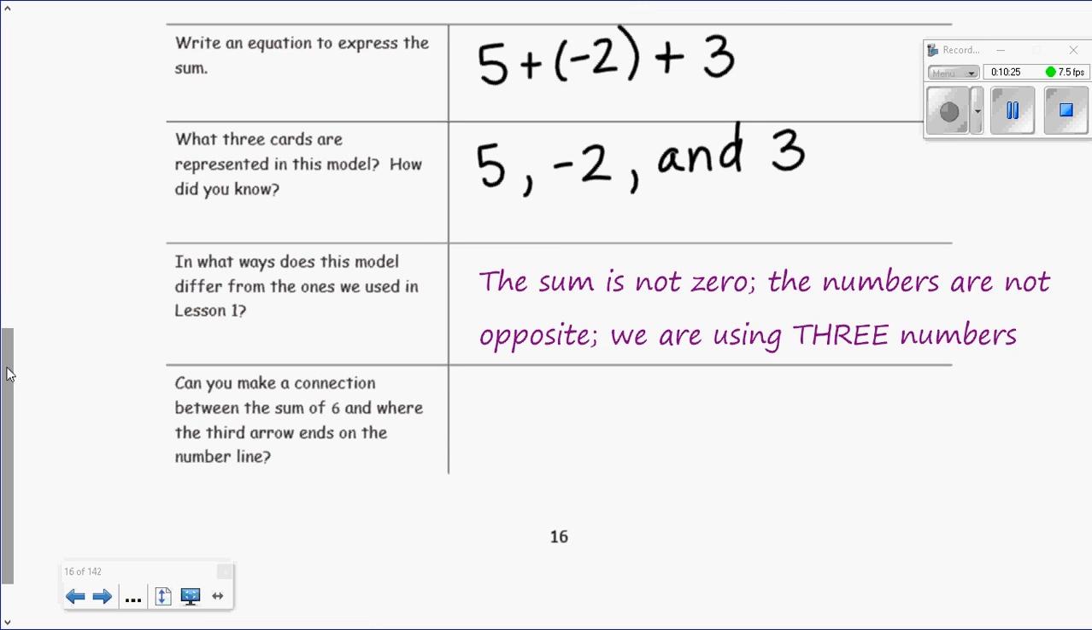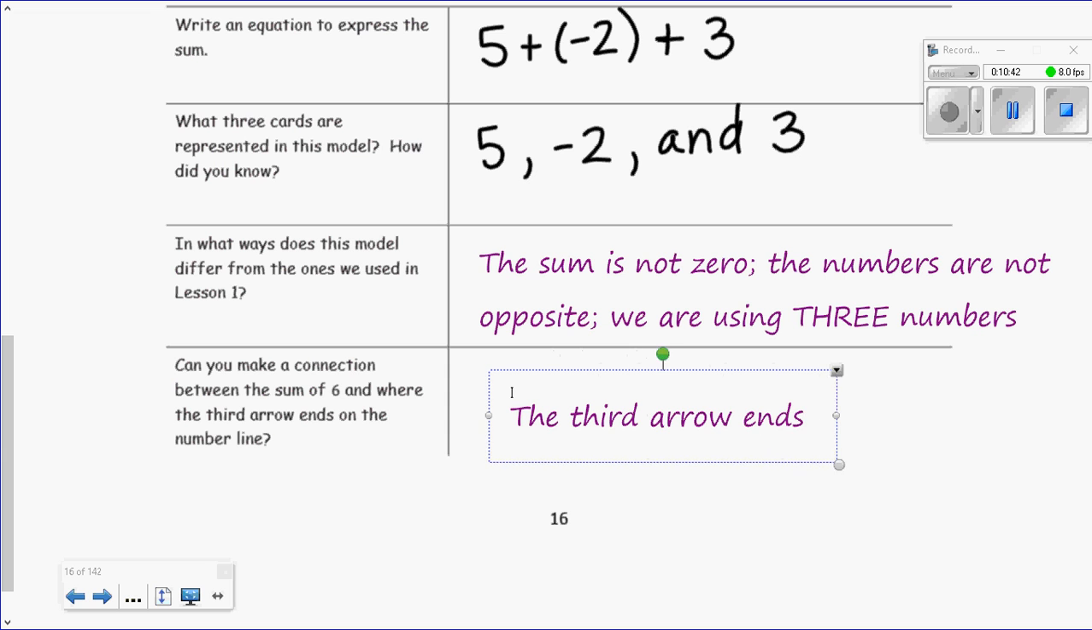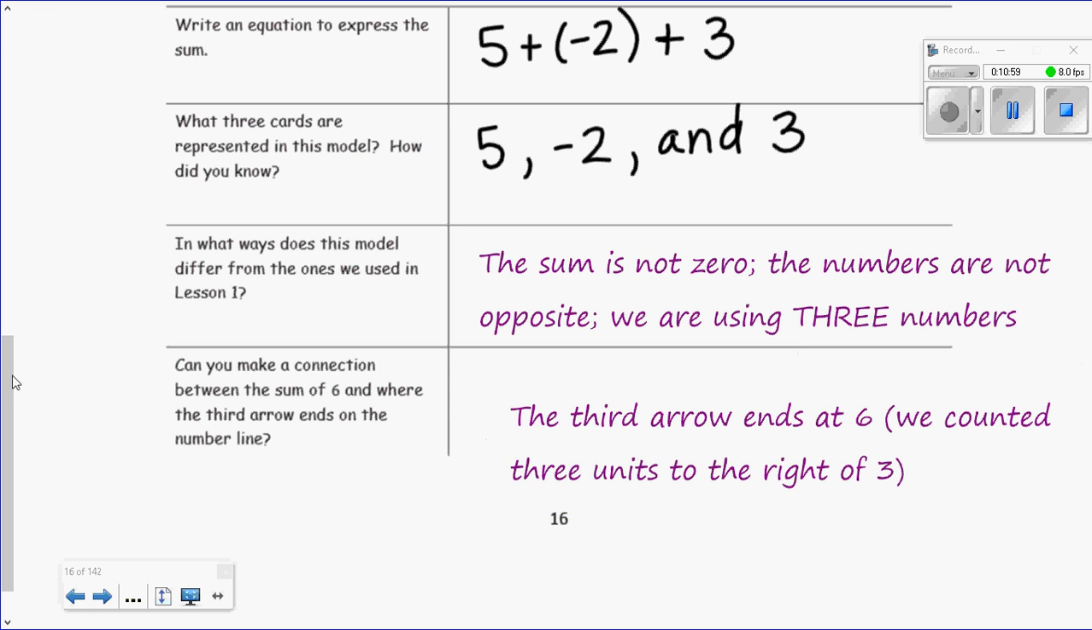Okay, can you make a connection between the sum of 6 and where the third arrow ends on the number line? The third arrow ends at, oh, sorry, +6. At 6. We counted 3 units to the right of 3. Now, if you're not sure what that means, watch, I'm going to show you up here on the number line.